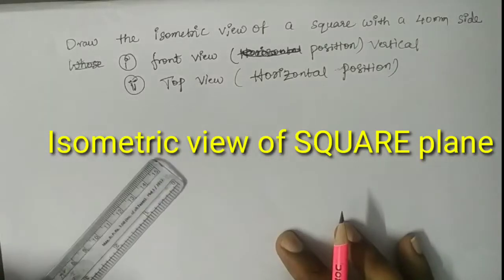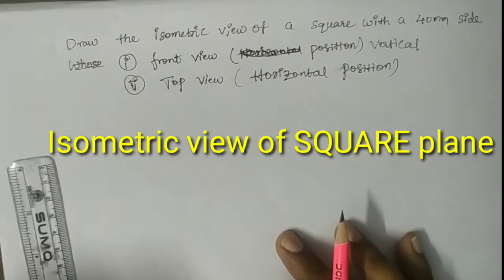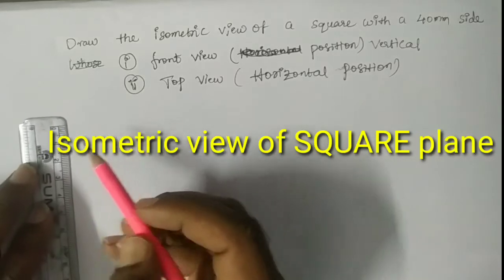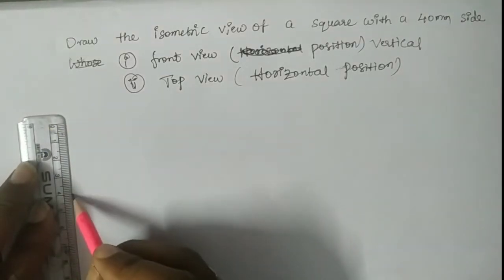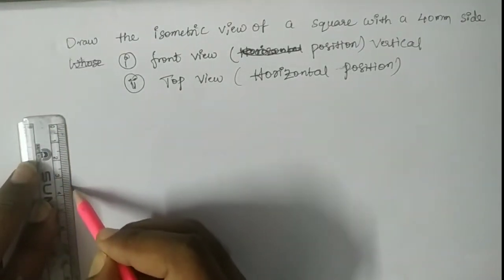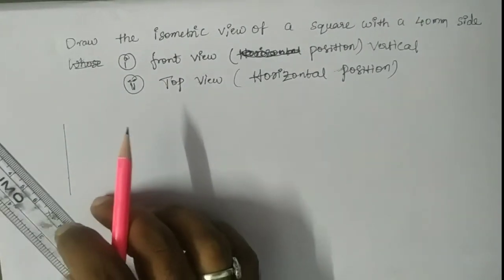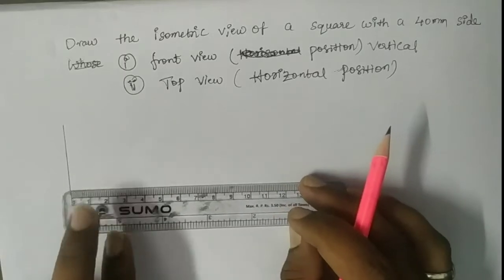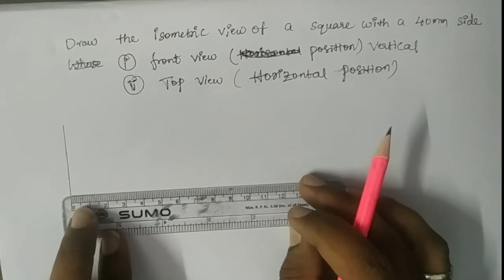Draw the isometric view of a square with a 40 mm side. Take 40 mm and draw a square box. In this question you need to draw a front view and top view of the square.